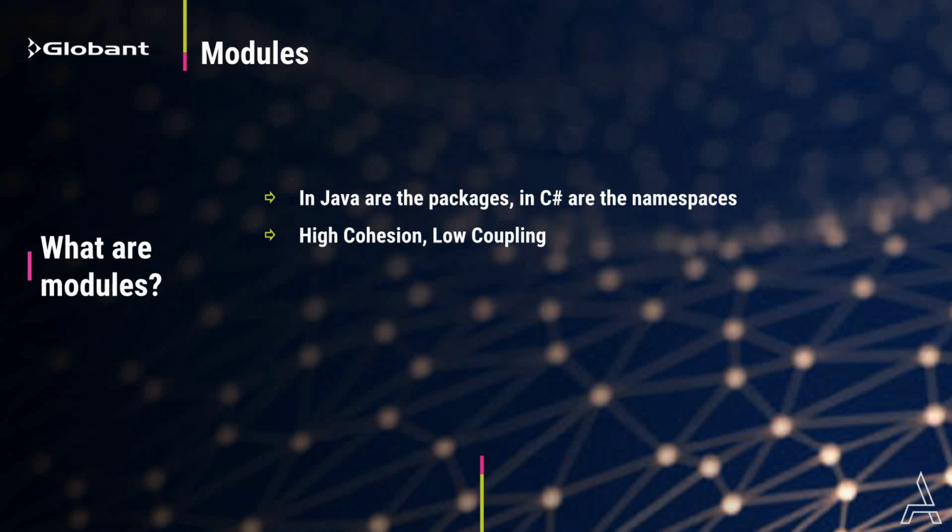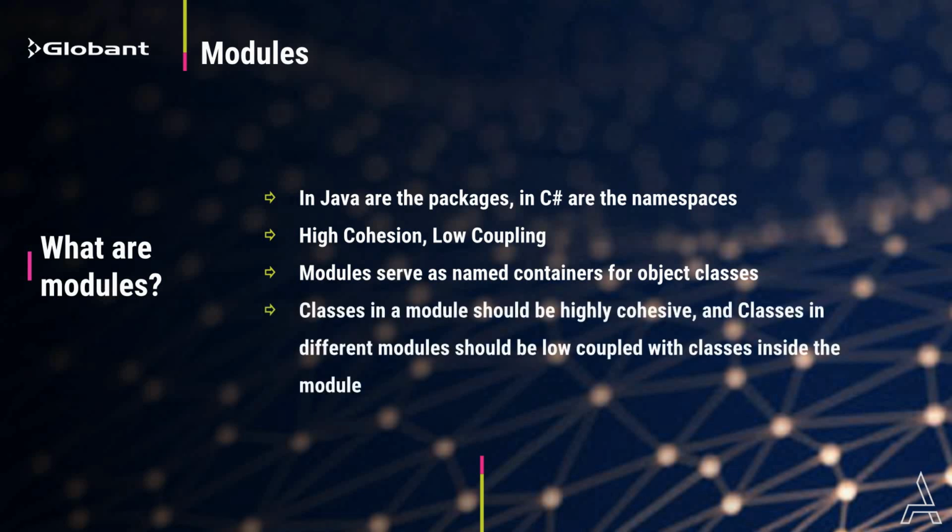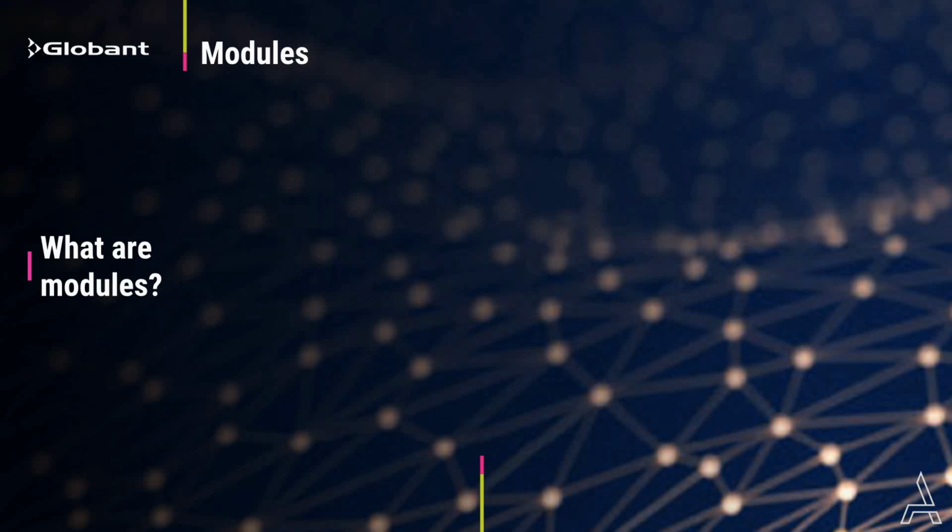of object-oriented programming. We are not going to explain them here, but you can check by your own before you continue. With this clear, modules serve as named containers for object classes that are highly cohesive with one another. The goal should be to ensure that all classes in a particular module are highly cohesive, and classes that are in different modules should be low coupled with the classes inside the module.